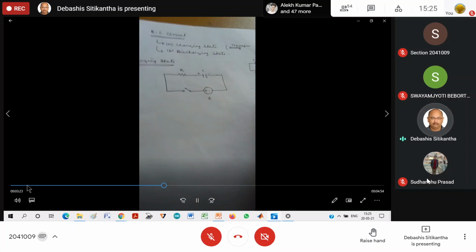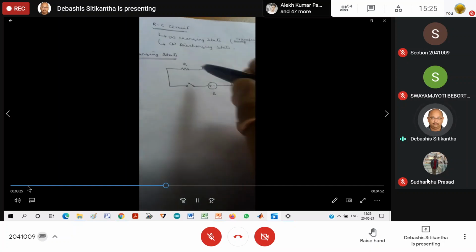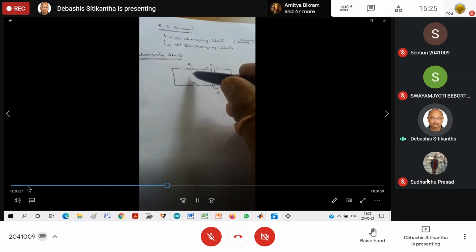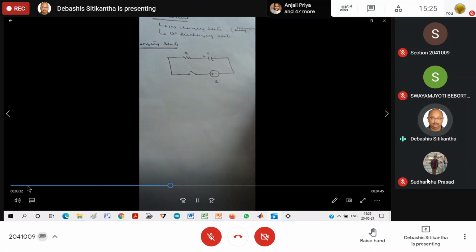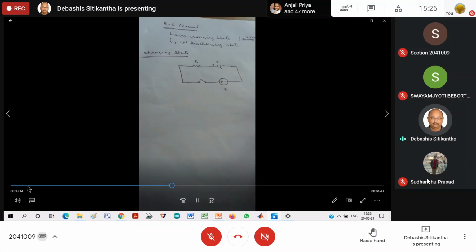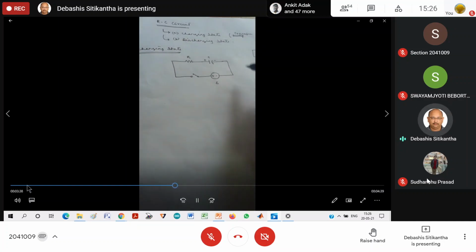Now the only thing is that when we are going to charge a capacitor, I am going to connect a resistance in series with this capacitor. Now what is the purpose of this resistance? Yes, this resistance does play a very important role in the charging circuit.